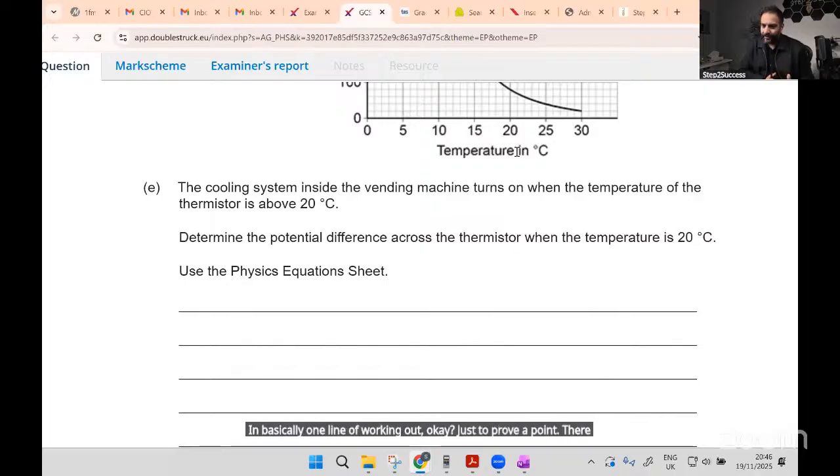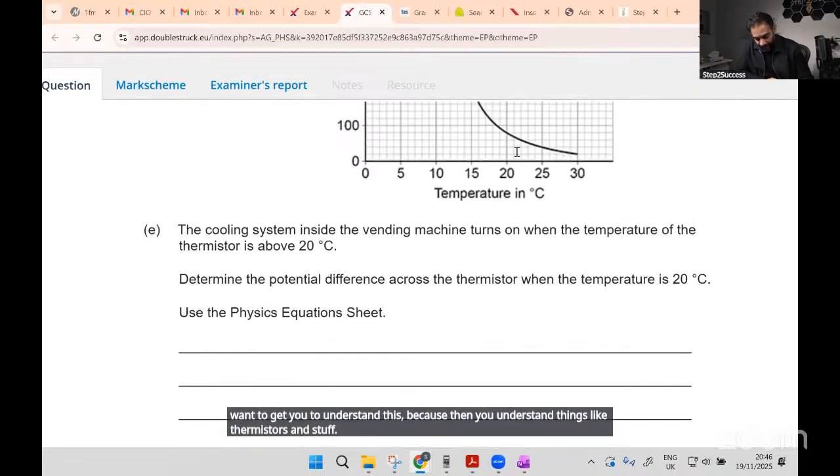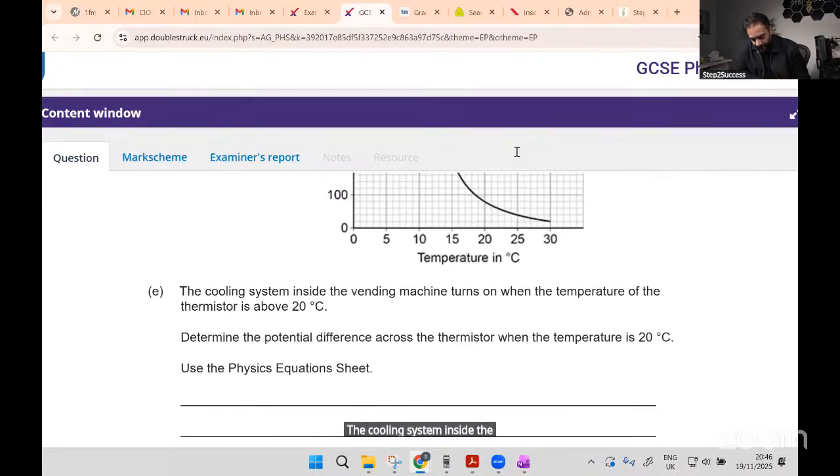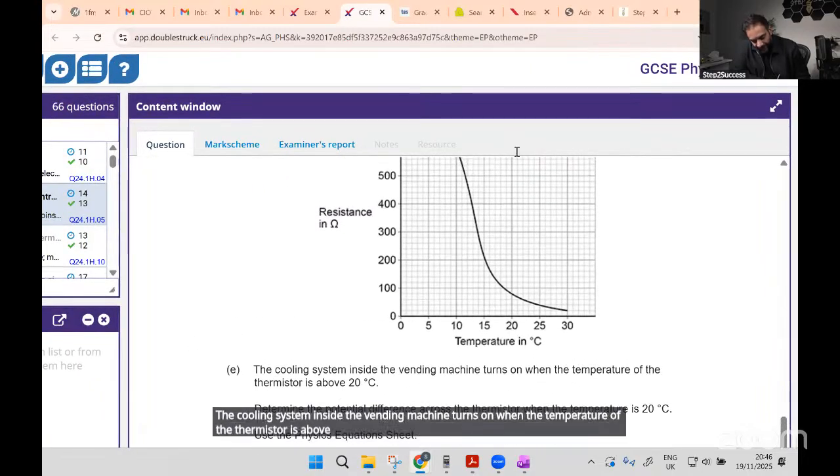There is a longer way to do this question. I'm not worried about the longer way for now. I want to get you to understand this, because then you understand things like thermistors. The cooling system inside the vending machine turns on when the temperature of the thermistor is above 20 degrees C. Determine the potential difference across the thermistor.